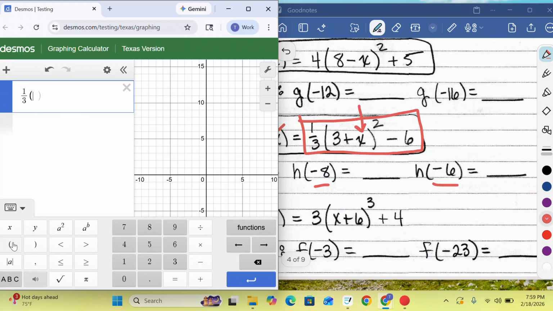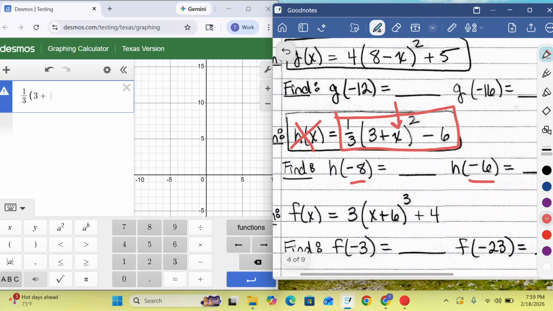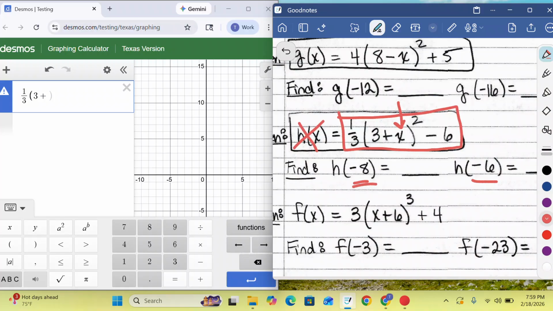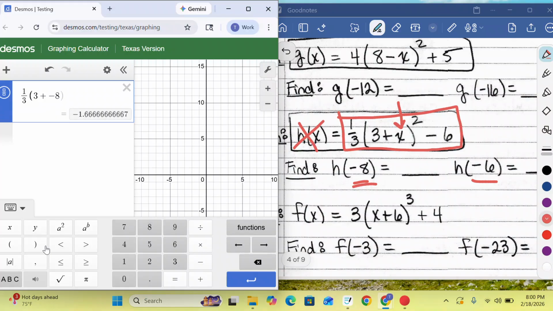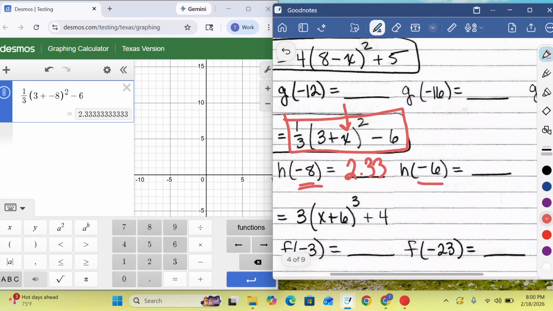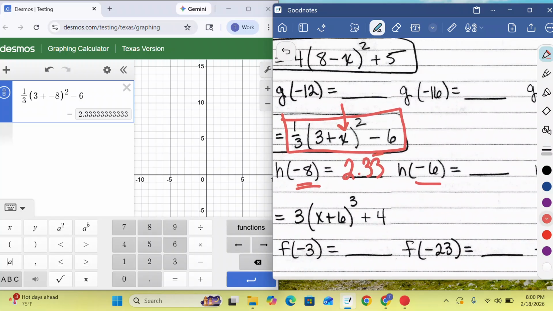And then I'm going to open parentheses. I'm going to do 3 plus, what is the x here? Well, I want to evaluate x is negative 8. So I'm going to go ahead and say negative 8, close parentheses, square, and then I go minus 6, and the answer is 2.33333. And just to get the practice, I'm going to put it in money format, 2.33. And if you know math, you can do the little line over the thing, which means repeating decimal.